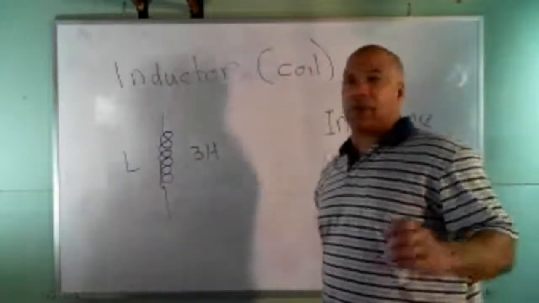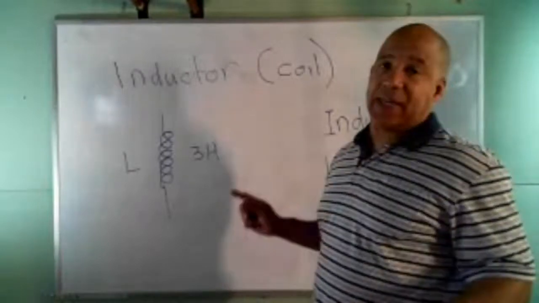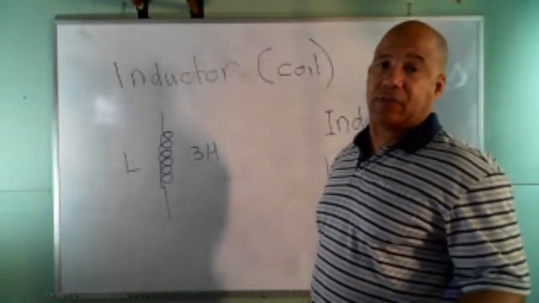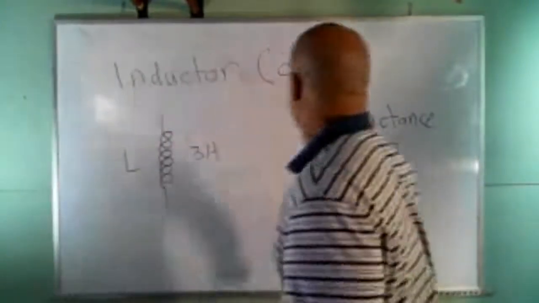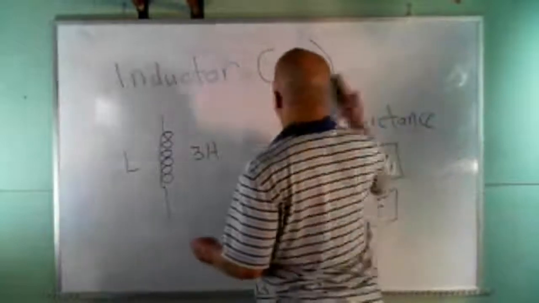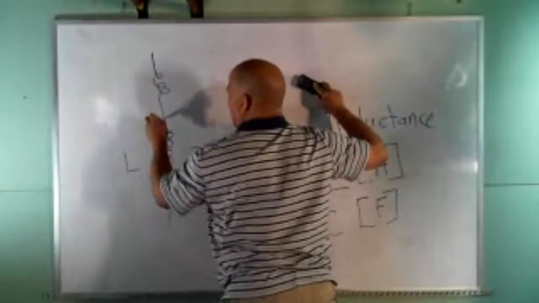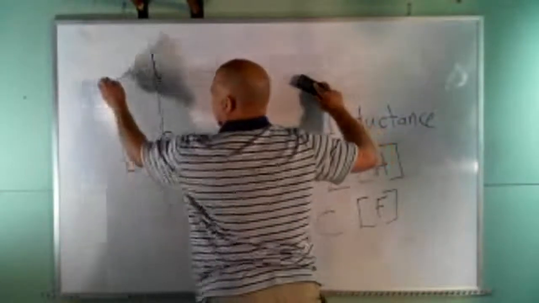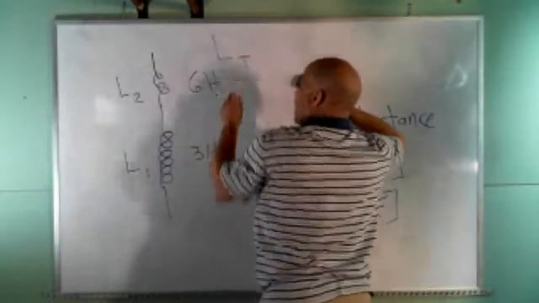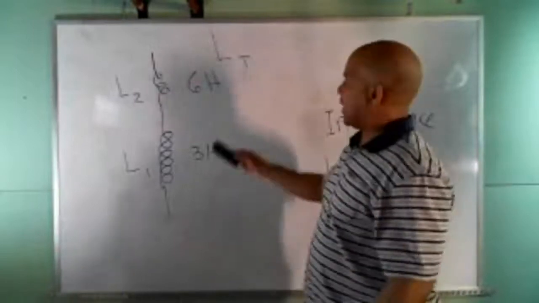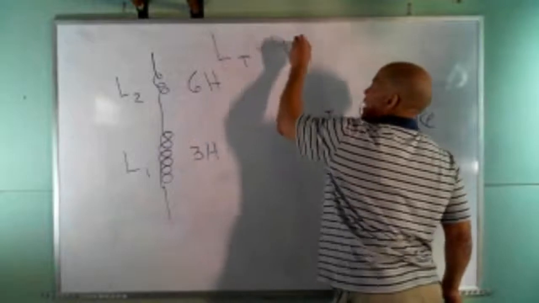I'm not going to go into the physics. We did capacitors in series and parallel, and those are easy because they behave just like resistors when you hook them up in parallel or series. If I have two inductors, L1 and L2, 6 Henries and 3 Henries, and I want the total inductance in series, just like resistors I add them up. I got 6, I got 3, so my total inductance would be 9 Henries.